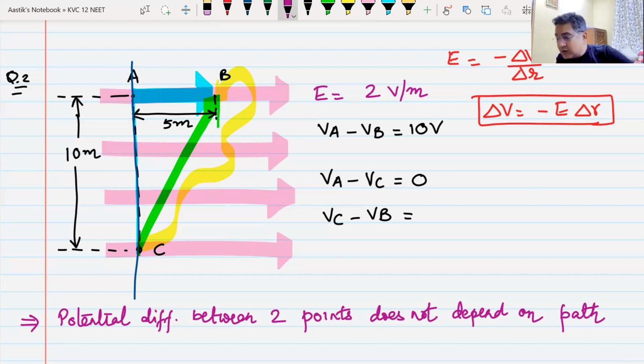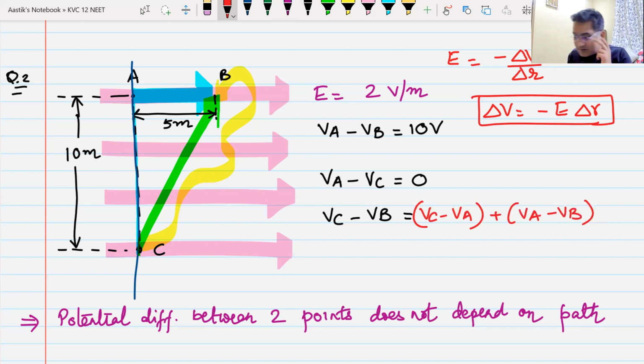So if I have to find out the potential difference between C and B, the easiest way is I move perpendicular first. I go from C to A, then I go from A to B. When I go from C to A, there is no change in potential. When I go from A to B, I can write it like this: VC minus VB will be VC minus VA plus VA minus VB. Do we understand how I've written this?